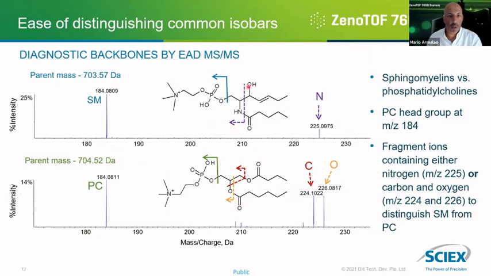And of course, because EAD can fragment the two backbones differentially, in the first case, for a sphingomyelin backbone, we would have a single peak containing a nitrogen, and therefore it is an odd number single peak. However, if it is a glycerol backbone, we would have two possible fragmentations, one retaining the carbon and the other the oxygen, and this doublet will signal unequivocally a glycerol backbone.